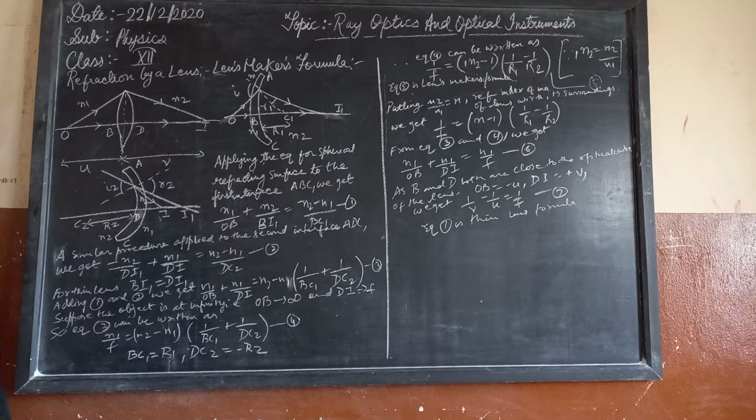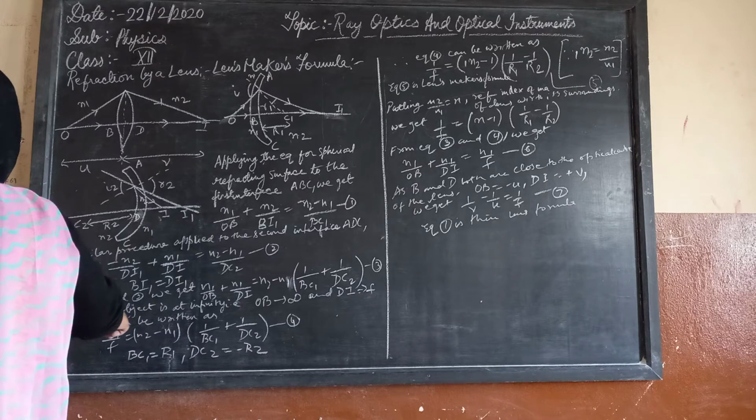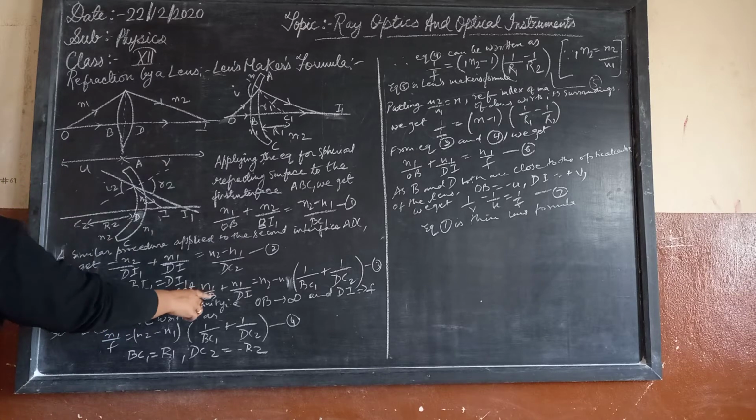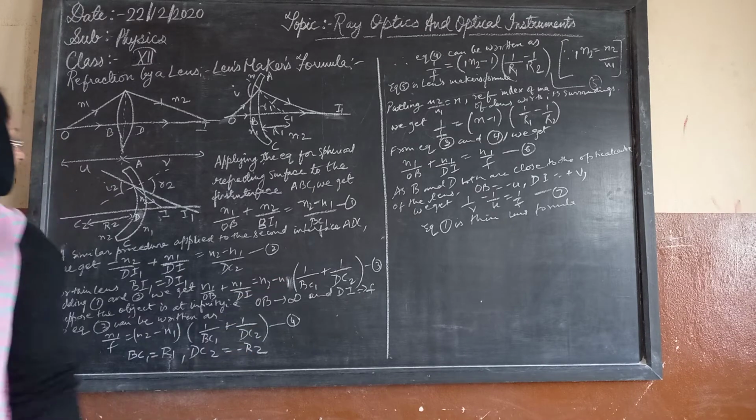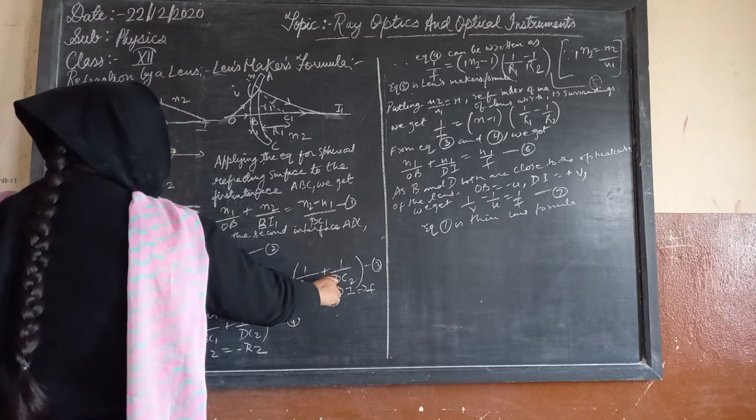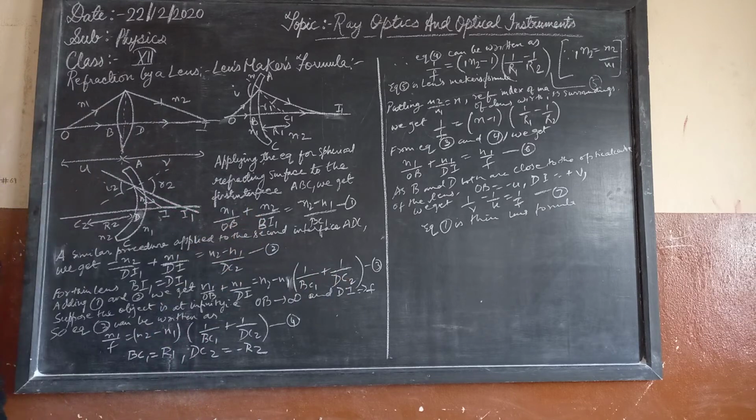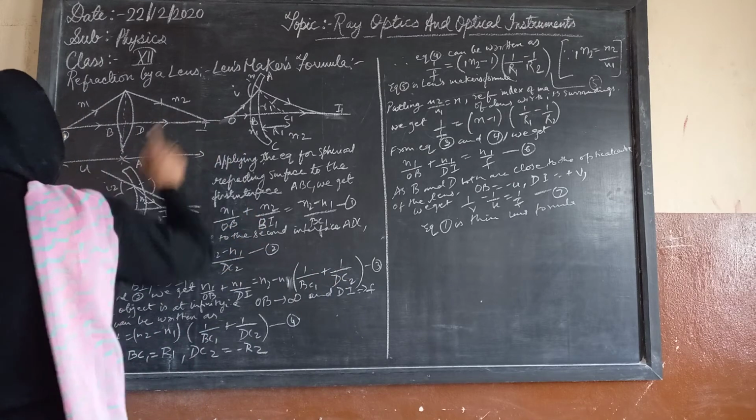So now adding equation number 1 and 2, we will have N1 upon OB plus N1 upon DI equals N2 minus N1 times 1 upon BC1 plus 1 upon BC2. From these two equations we have taken, that is from this and from this itself.